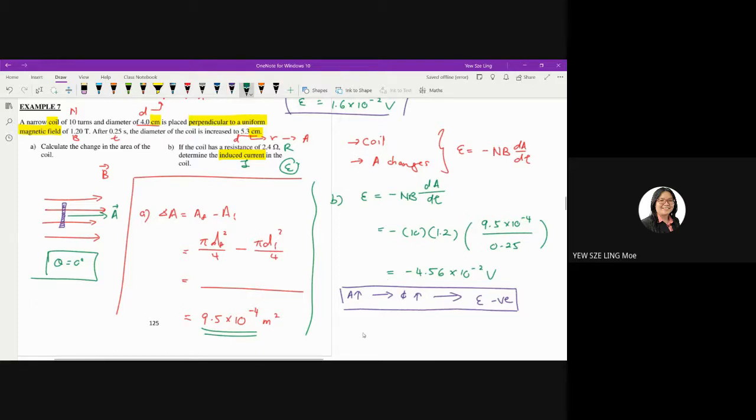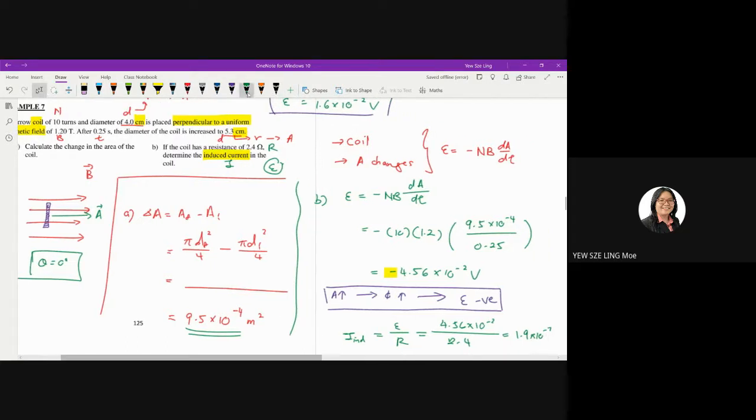So once I have the EMF, I can then calculate the induced current. So I induced equals EMF over R. So plug in the values. When it comes to calculating the value of an induced current, you can ignore the sign, because the sign just shows you the direction. So 4.56 times 10 to the power of negative 2 divided by 2.4. So the current equals 1.9 times 10 to the power of negative 2 ampere.